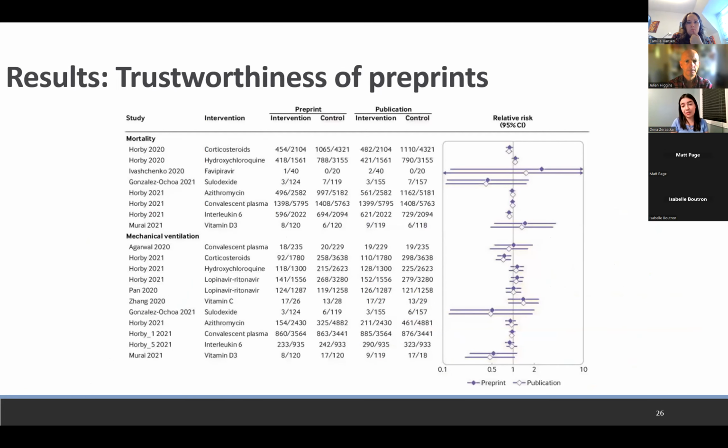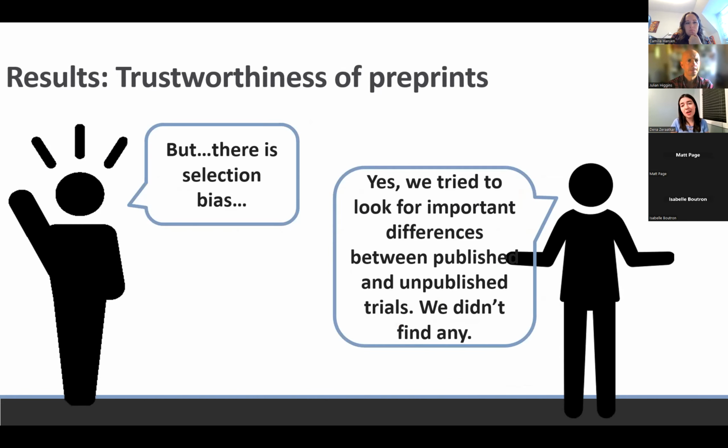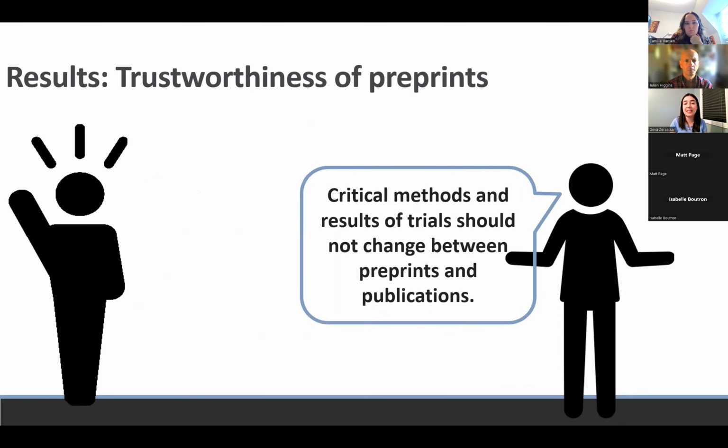This figure shows differences in results between the preprints in purple and the later publications in white for trials that reported on mortality and mechanical ventilation. And as you can see, the magnitude and precision of results were nearly identical between the preprints and the publications. Now, while we didn't find compelling evidence of important differences between preprints and their later publications, it's important to be mindful that preprints that are subsequently published may really represent the most trustworthy or the highest quality preprints.